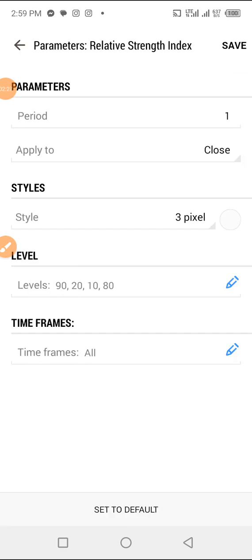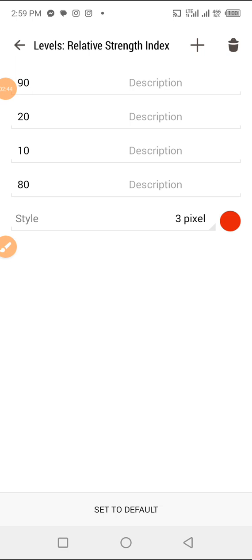Once you click on it, these are the parameters. Period 1, apply to close. 3 pixel, the background color, or 1 pixel. That means if your background is black, use black. We don't need the RSI indicator. We only need the level. So click on level. Add these levels: 90, 20, 10, and 80.